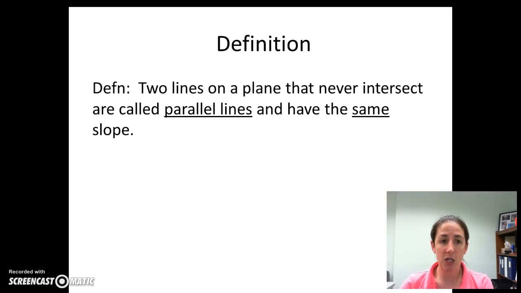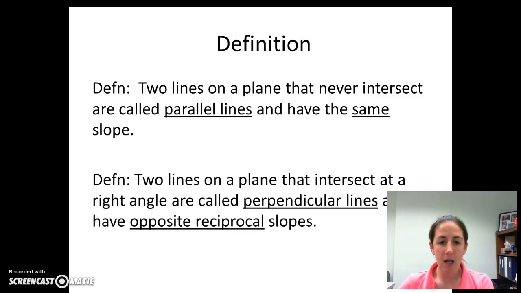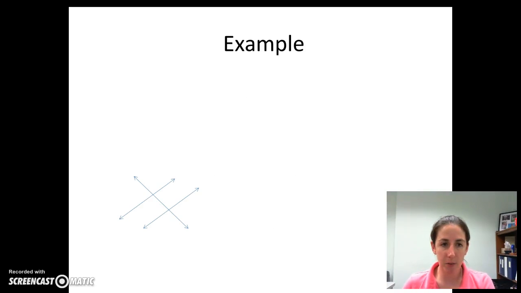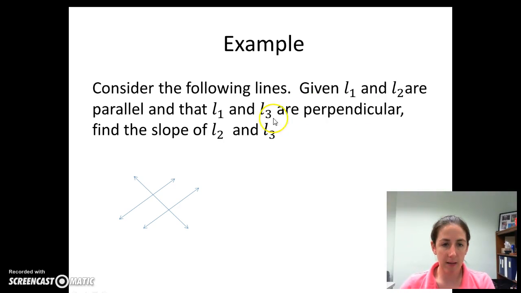A couple more definitions. Two lines on a plane that never intersect are called parallel lines. And parallel lines have the same slope. They rise and run at the same rate. Two lines on a plane that intersect at a right angle, a 90-degree angle, are called perpendicular lines. They have opposite reciprocal slopes. That means one is positive and one is negative, and that they are the reciprocal. You flip the fraction.